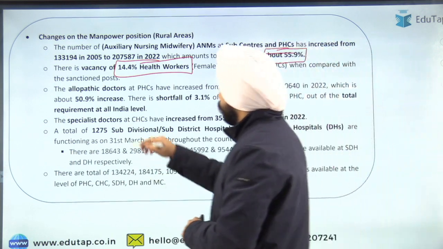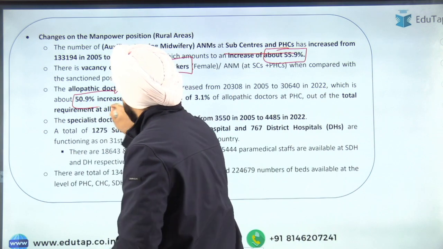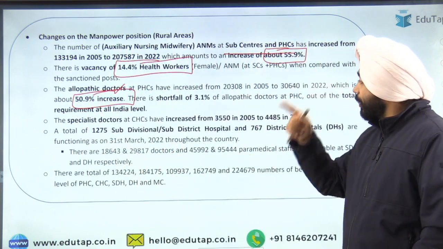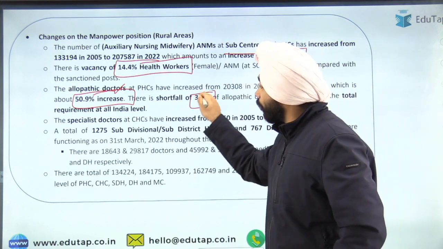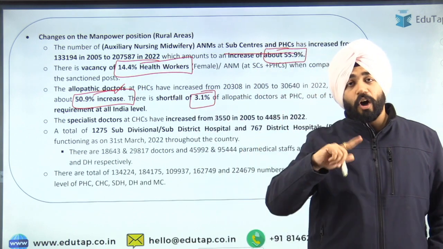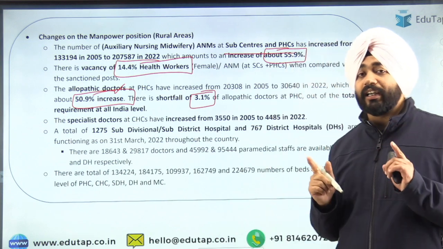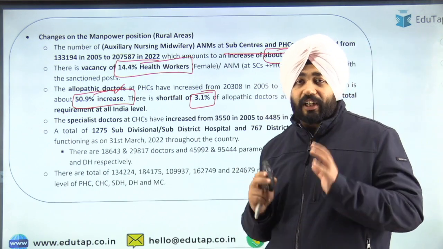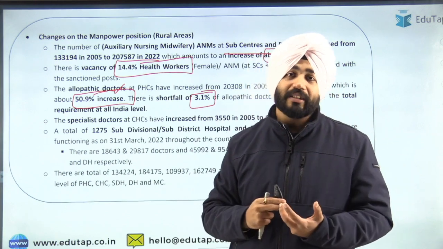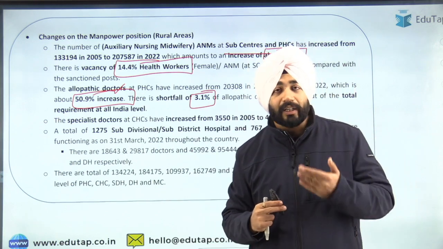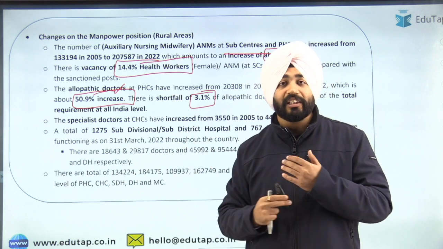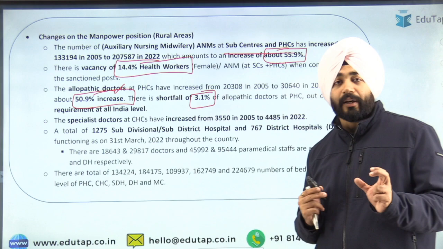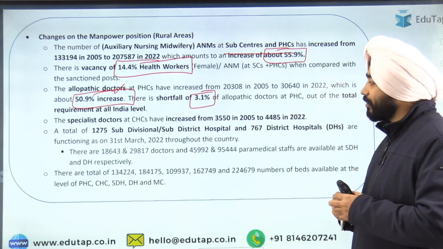Then in terms of allopathic doctors, it says there is an increase of 50.9%. There is an increase of more than 50%, but still it says there is a shortfall of around 3.1% of allopathic doctors at all India level. So guys, I will again say that yes, I know this data is difficult to cram, but we have to cram this data. We have to read it. You can download this PDF, read this PDF at least 3 to 4 times, then you can have an idea of the data. Okay? Then you can memorize this data.